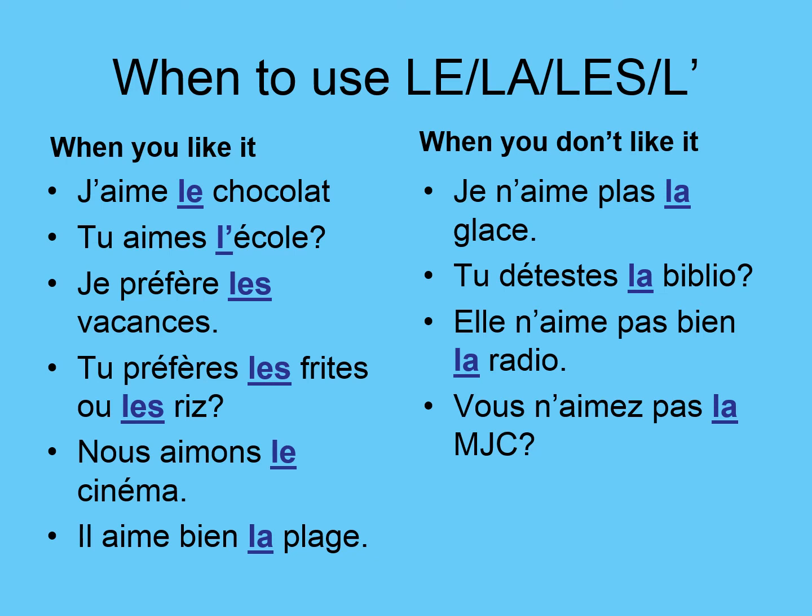Or, vous n'aimez pas la MJC. If you remember, the MJC was like your youth center, your YMCA, your rec center, the Boys and Girls Club. Important little cultural note to know there, that MJC stands for a youth center. So again, if you look at that one, tu détestes la biblio and vous n'aimez pas la MJC. Again, we're talking about places, yes, but we're talking about them as if we're saying we like or don't like them, and that is why we use le, la, and le. On y va.